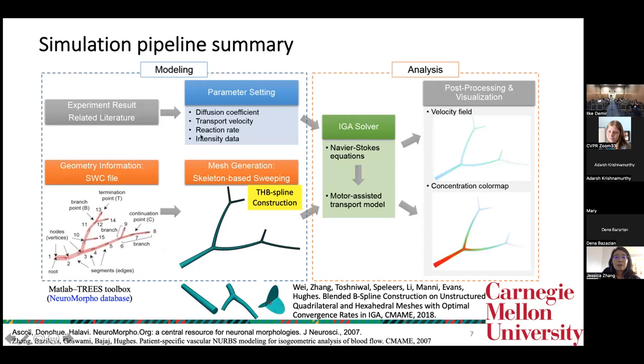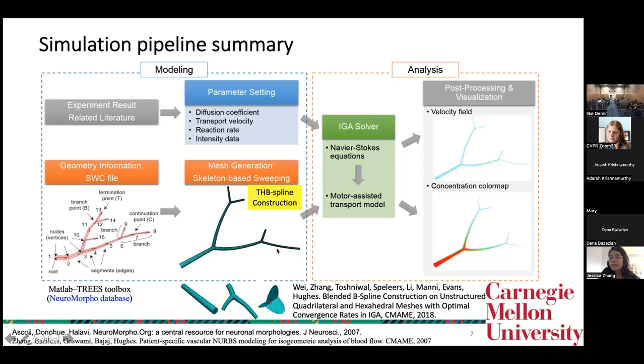So in the model here, from the NeuroMorpho database, which is a public domain database, we can download the centerline information or skeleton information with the diameters. And we have the skeleton-based sweeping method. We can build the single pipe and the bifurcation. So we define templates to handle the bifurcation structure, and then we can generate a hexahedral control mesh.